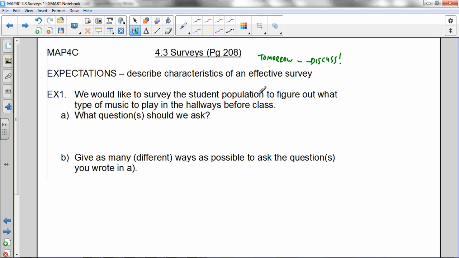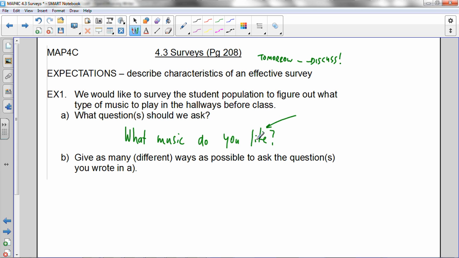We would like to survey the student population to figure out what type of music to play in the hallways before class. What questions or question should we ask? Well, there's lots of ways to ask this, but it could be just as easy as this. What music do you like? Or what music would you like to hear in the hallways, before class, rather. But even something as simple as that, we'll see that it's not that easy, right?